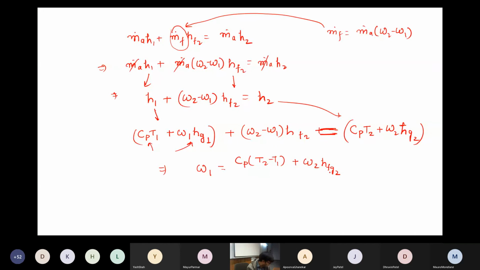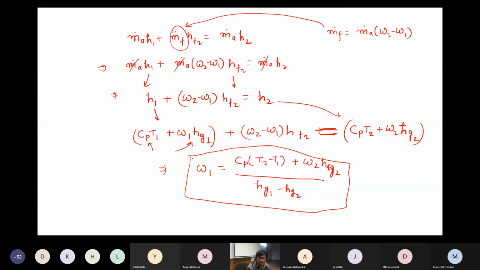So not HFG2, this should be Hg2. This should be Hg2 divided by Hg1 minus Hg2. This is the expression you can get. So now you know your specific humidity of the air you are inletting, if these values are known.